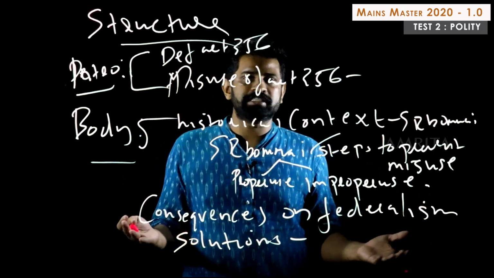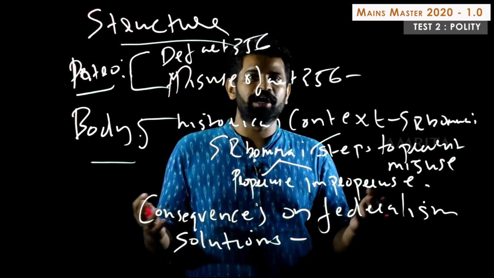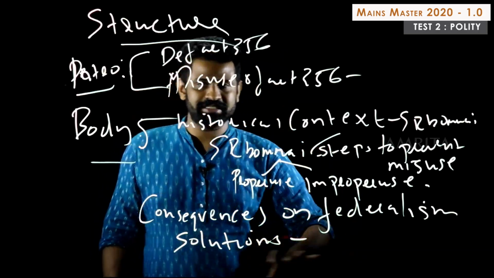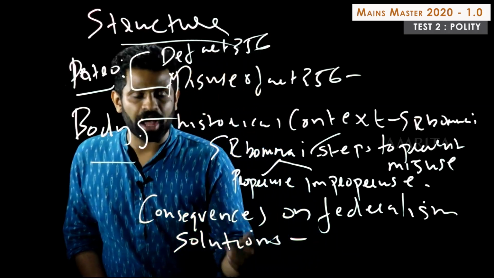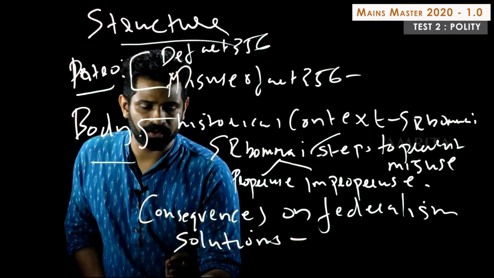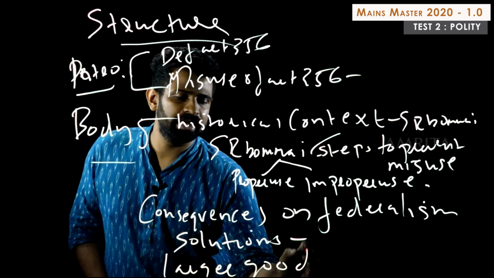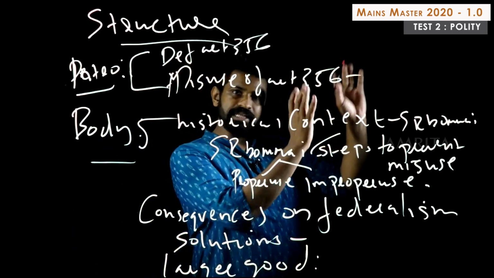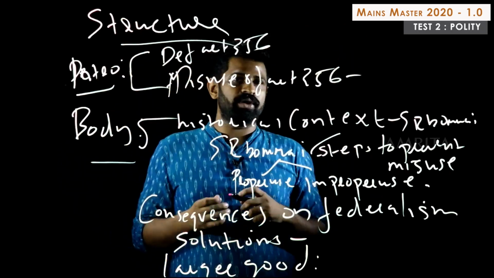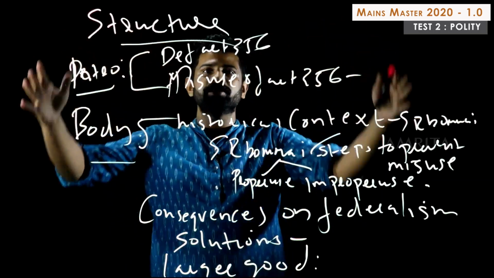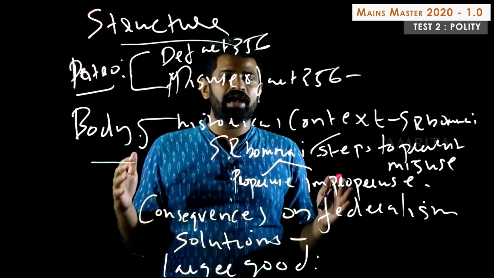your projection of a scenario, a world where there is no center-state conflict due to misuse of Article 356. That is the ideal scenario. How that is essential for the larger good, you should be in a position to indicate that. That is the final goal we need to achieve by stopping misuse of Article 356. So this is the overall structure you need to have for this answer.